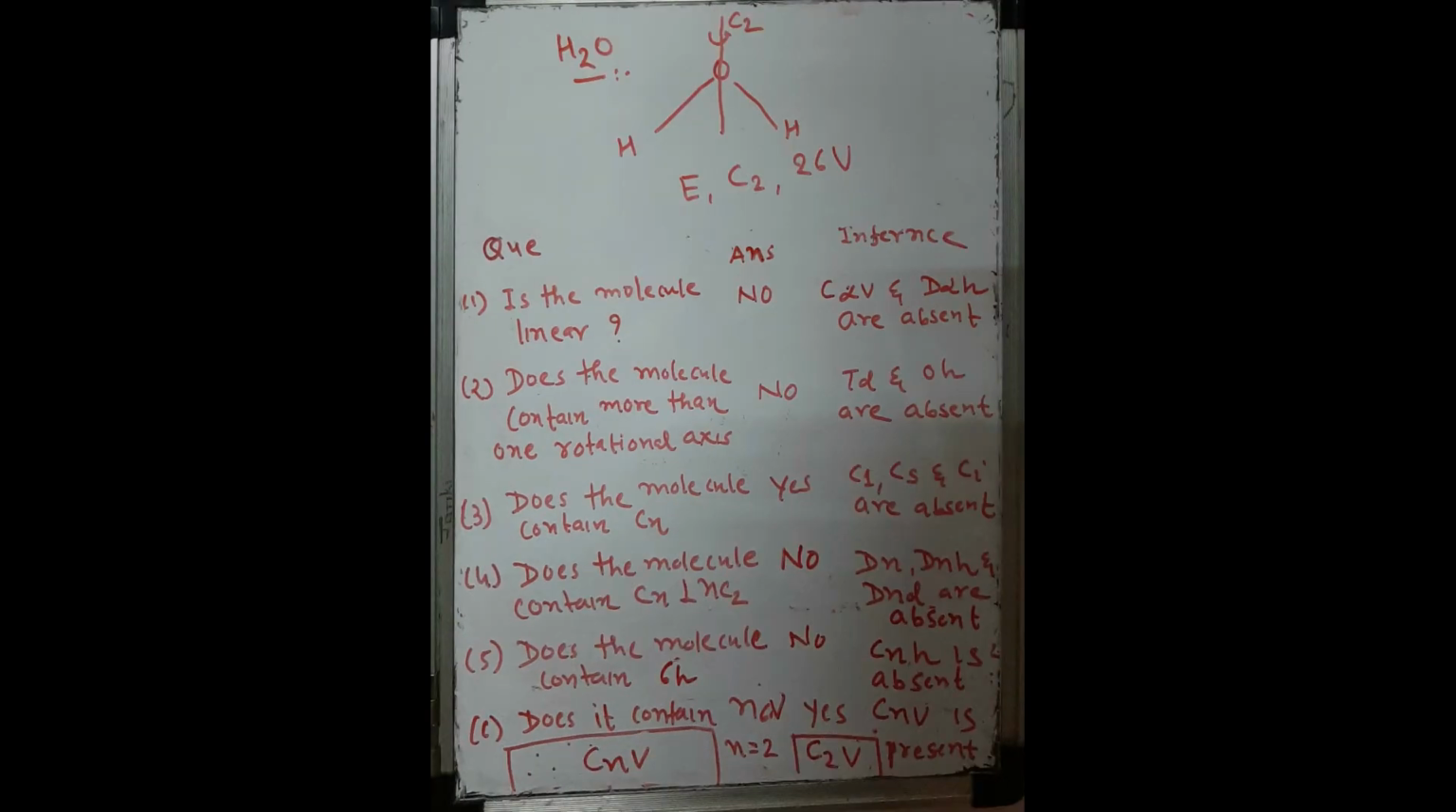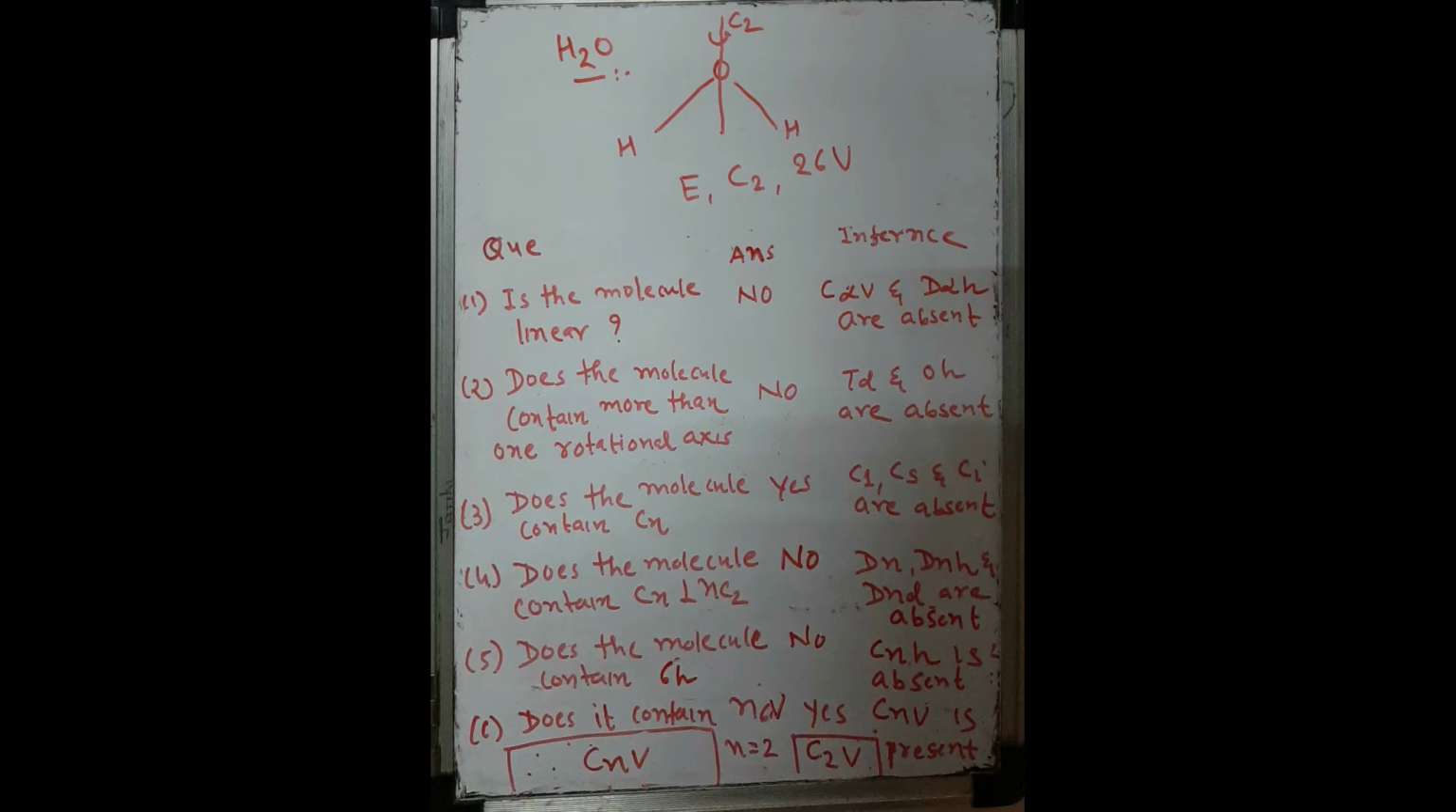Now let us find out point group of water molecule. Water contains, as we have discussed earlier, E, C2 axis and 2 vertical planes, and it is having angular structure. So first question we are going to ask, is the molecule linear? Answer is no, that means C infinity V and D infinity H are absent. Second question we ask, does the molecule contain more than one rotational axis? Answer is no, that means tetrahedral and octahedral are absent.